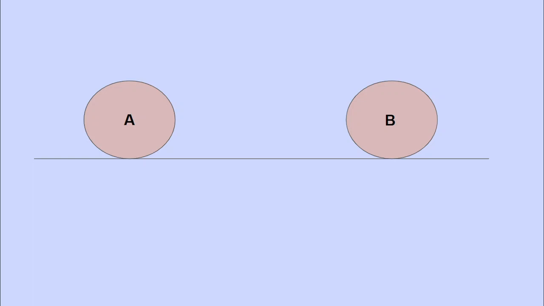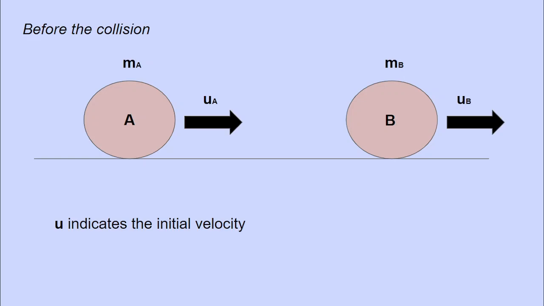On screen, we have two particles, particle A and particle B. These two particles are going to collide. Particle A has mass ma. Particle B has mass mb.